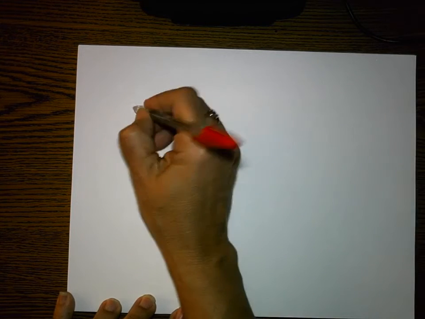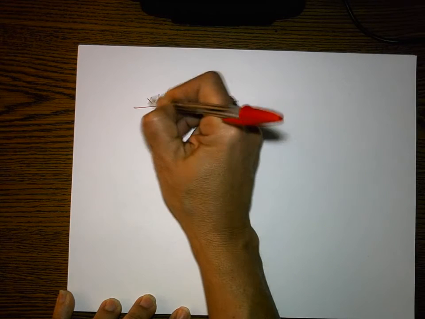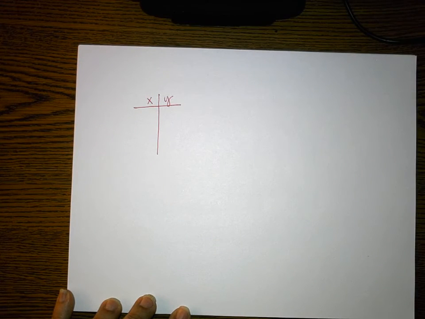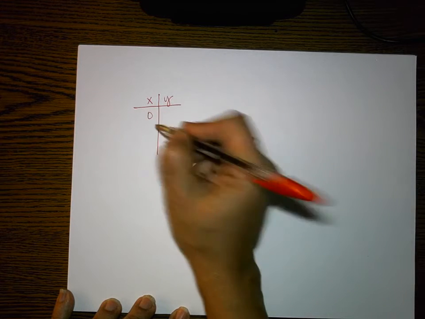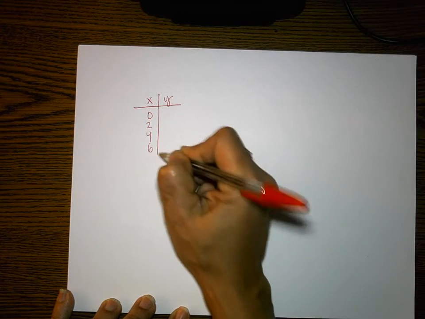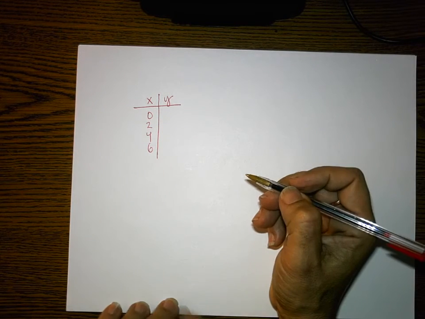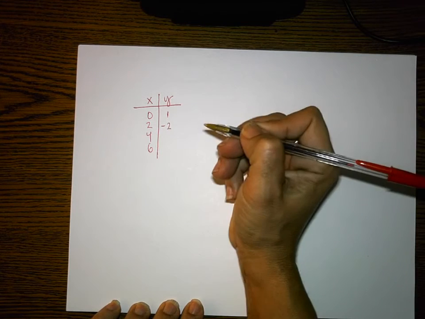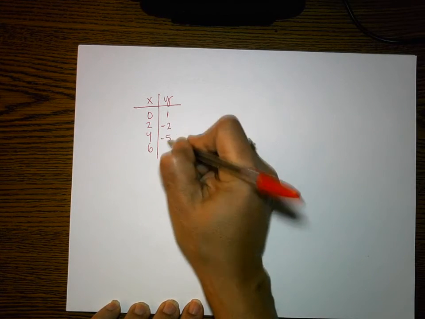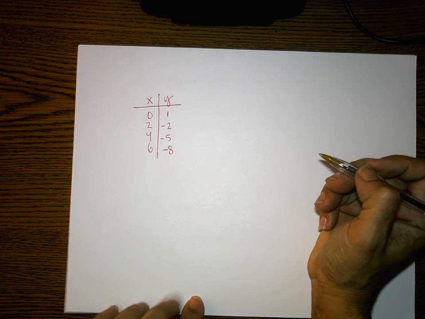Here we go. X values and Y values. Let's see what my next example is. There we go. Okay, so I have a 0, 2, 4, and 6. I want you guys to tell me what is the slope really quick. I have a 1, a -2, a -5, and a -8 for the Y values.